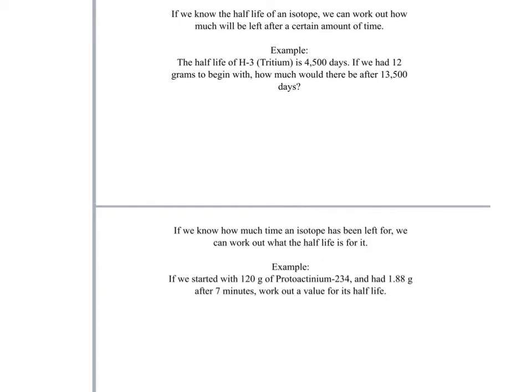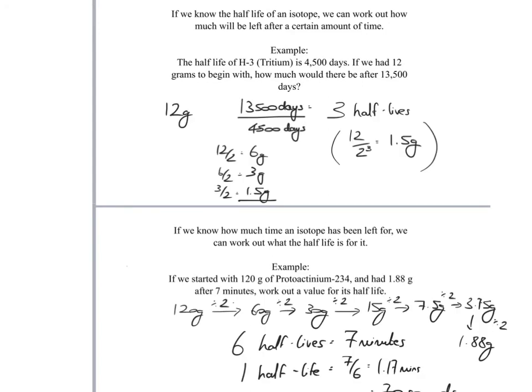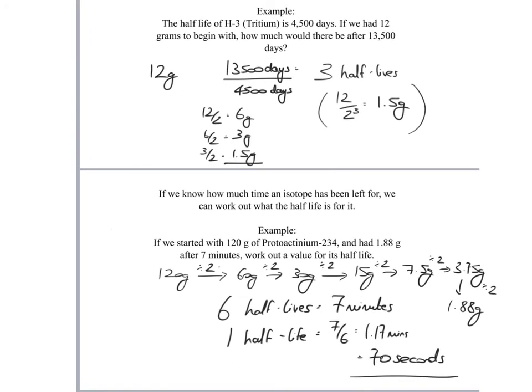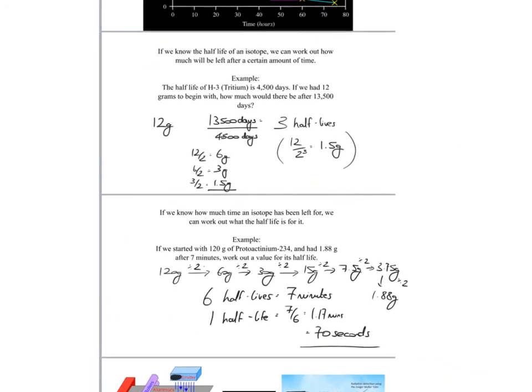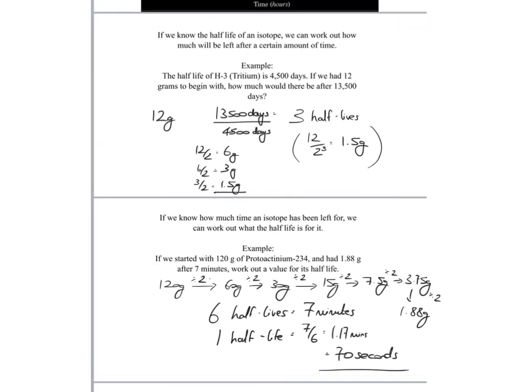Answers in 3, 2, 1. Okay, there are the answers. You can compare them with what I've done. Notice the second one is made easier because I told you that IGCSE questions only work in whole half-lives. So if you work out how many times you have to halve 120 to get to 1.88, see how many half-lives that is, how many times you have to half it, then do the sum that I've done in the second half of that slide to get 1.17 minutes or 70 seconds.